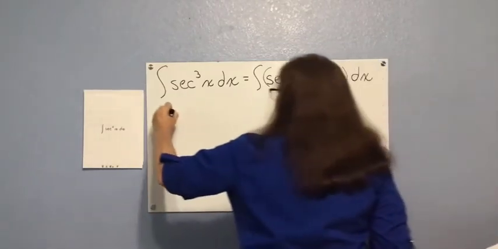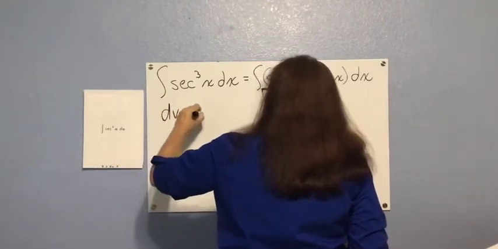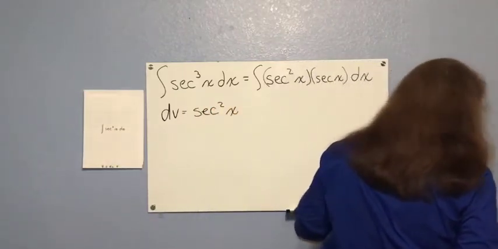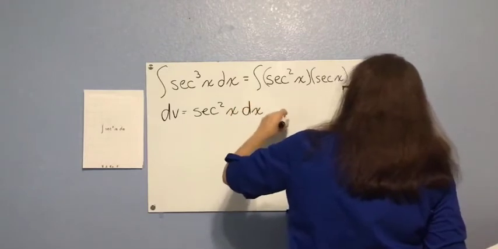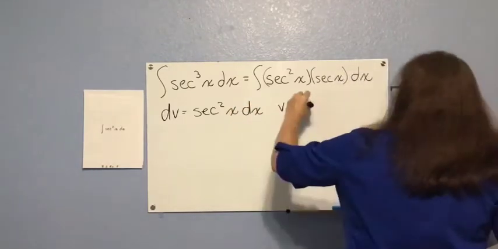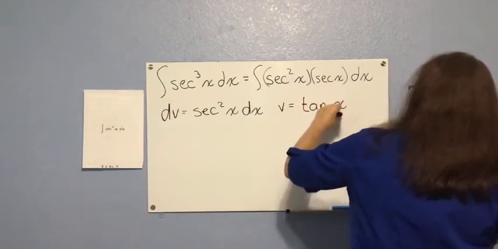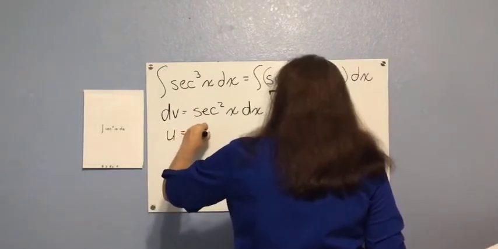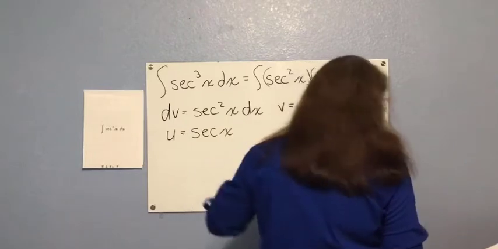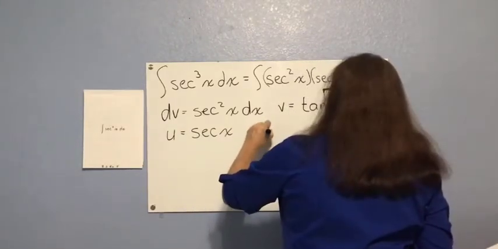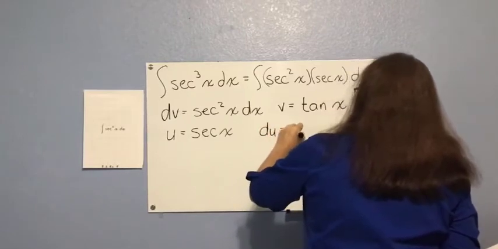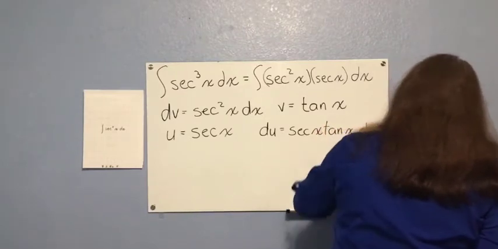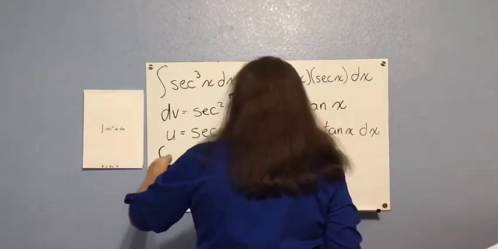And we'll let the dv be the secant squared x dx, which tells us that v will be tangent of x. u will be the other secant. So du will be secant x tangent x dx.